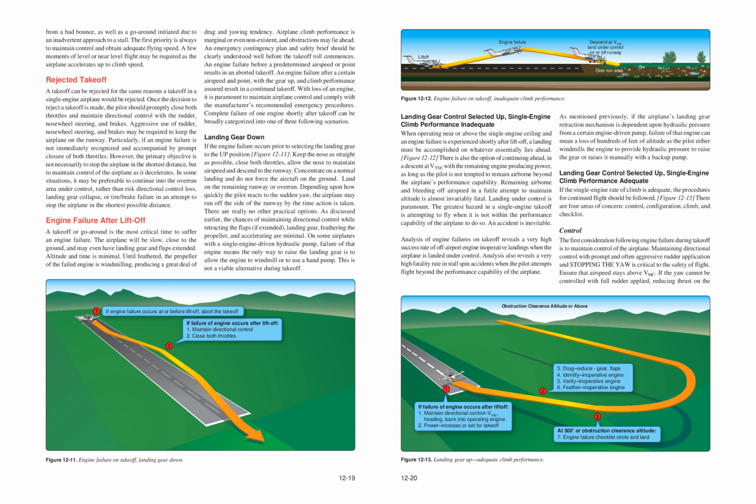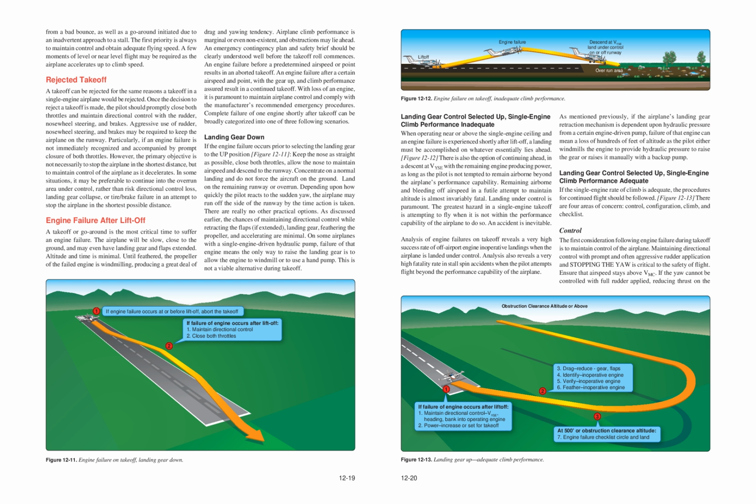Ensure that airspeed stays above VMC. If the yaw cannot be controlled with full rudder applied, reduce thrust on the operating engine. Engine failure after liftoff, at obstruction clearance altitude or above: 1. If failure of an engine occurs after liftoff, maintain directional control, VYSE heading, bank into the operating engine. 2. Power increase or set for takeoff.